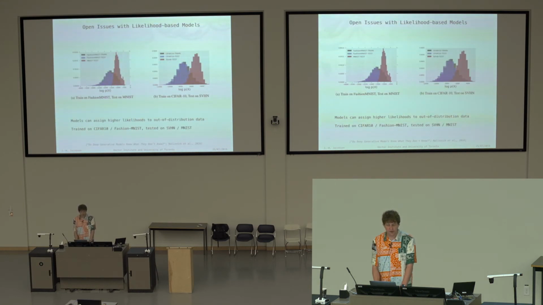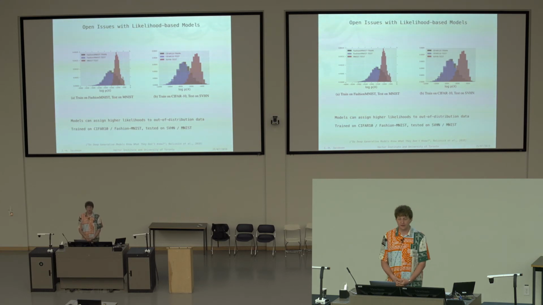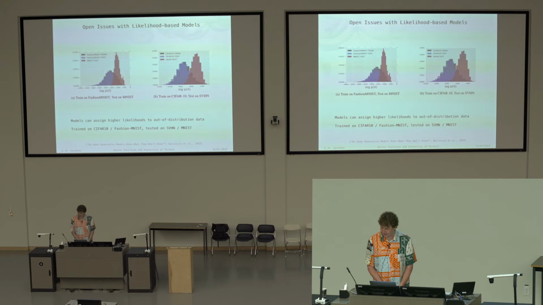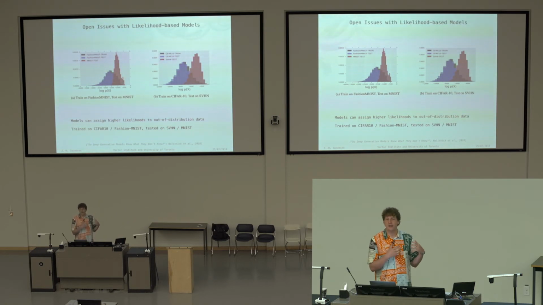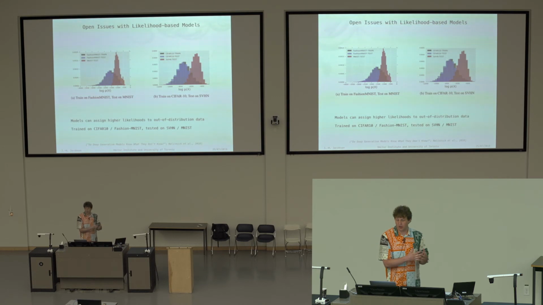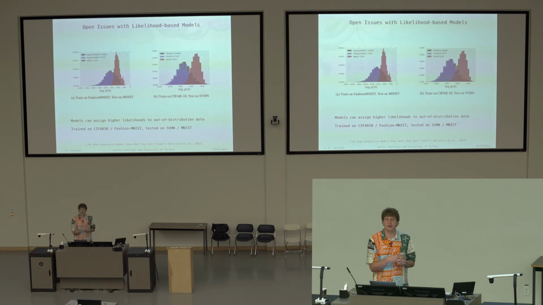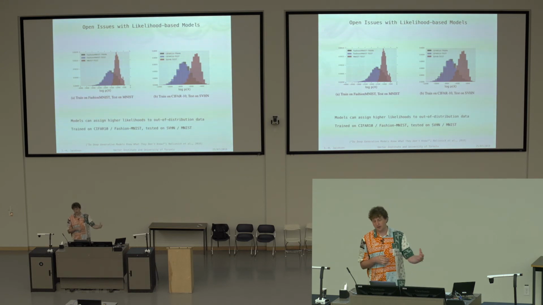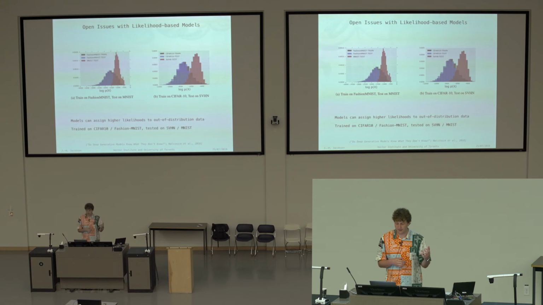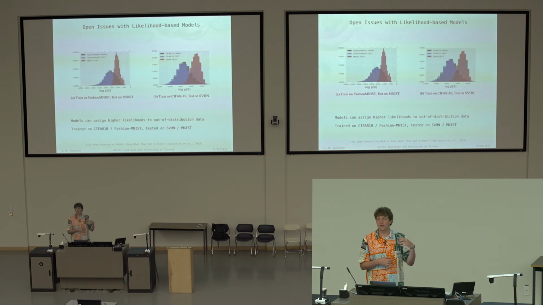Right. So then there are some open issues with likelihood-based models. For instance, there was a paper presented at this ICLR, I think, where they observed that if we train our likelihood-based models on Fashion MNIST and then test on MNIST, the likelihoods assigned to the MNIST test set are actually higher than the likelihoods assigned to the original test set.